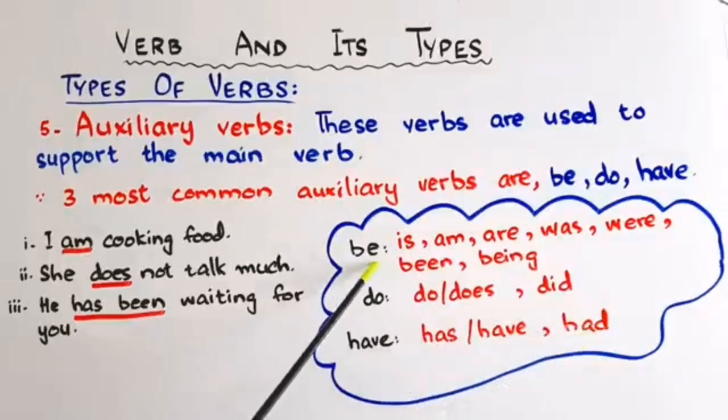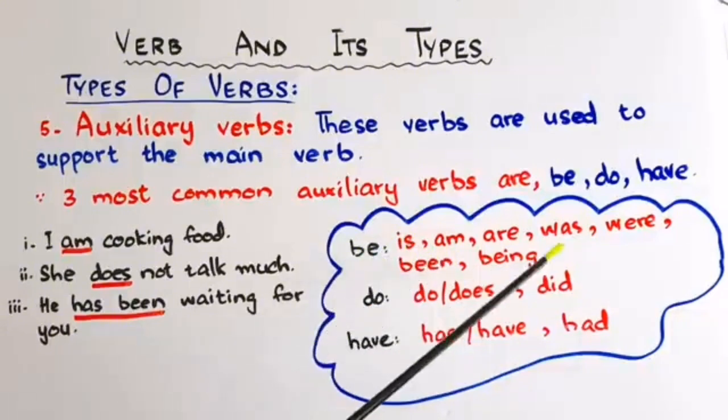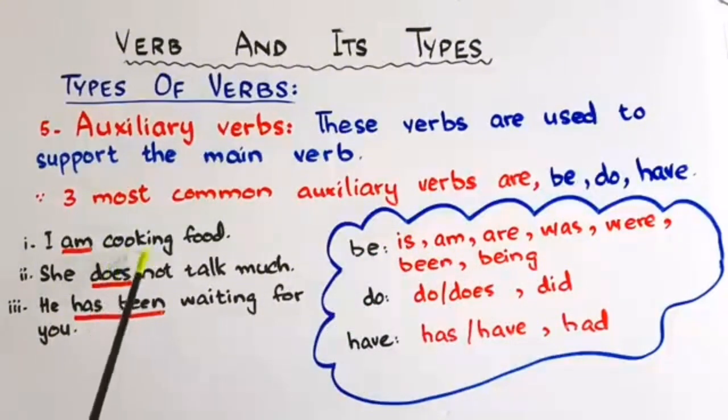You may find be verb as a main verb in many sentences, but if there is another verb after the be verb, like here it was cooking or here it was waiting, so any of this can become the helping verb. And we can guess the tense of the sentence with the help of these verbs.